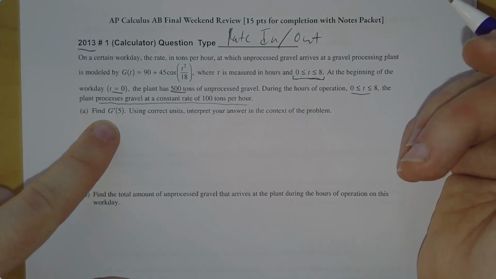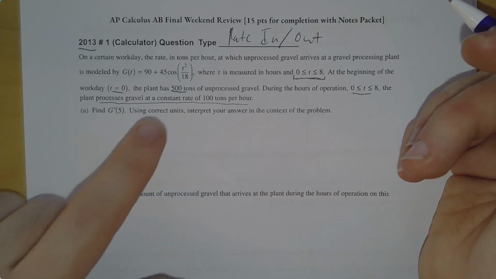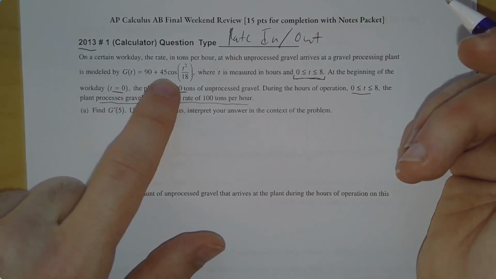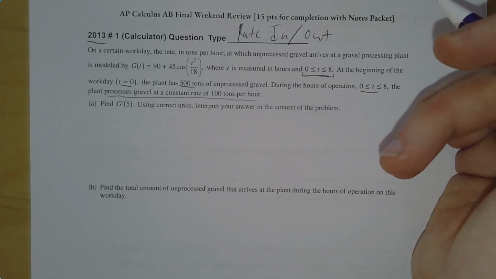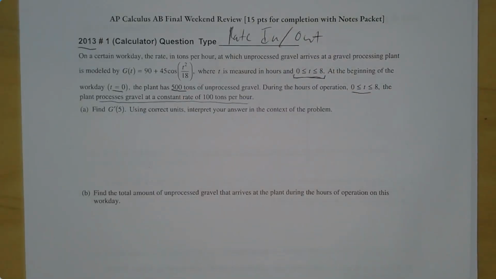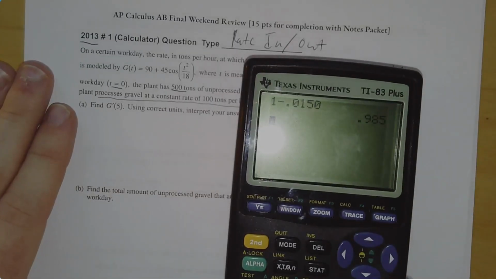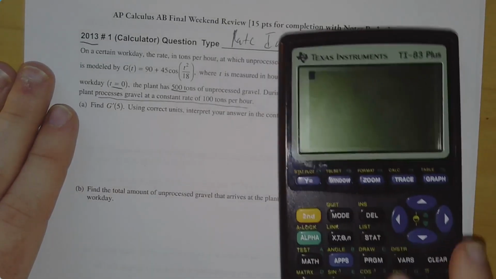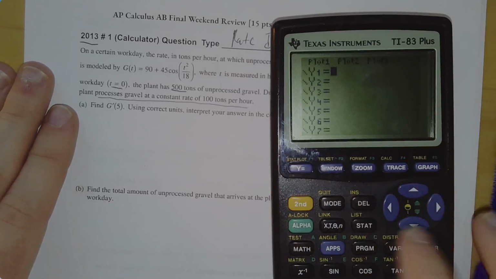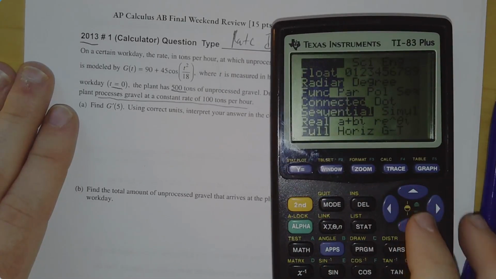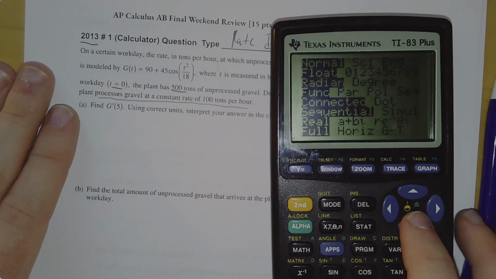G prime of 5, what does that mean? It means take the derivative of G at 5. Don't go taking it by hand. You got a calculator. Let's use it. I'm reduced to a TI-83, guys. But this is proving to you, you don't need some fancy color calculator to do these problems. Anyone can do them. Most important thing, just make sure right now before the test, you're in radians. I'm gonna try and get you some extra batteries, just in case. But make sure you're in radians.